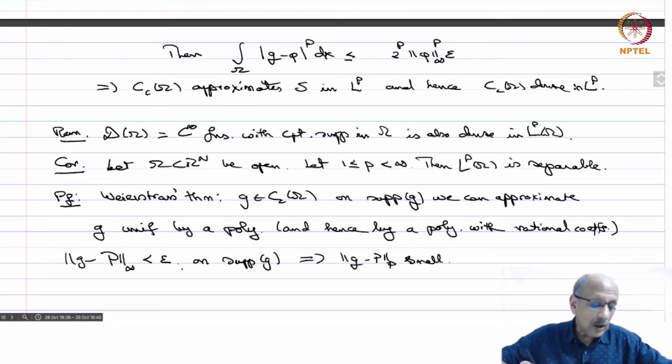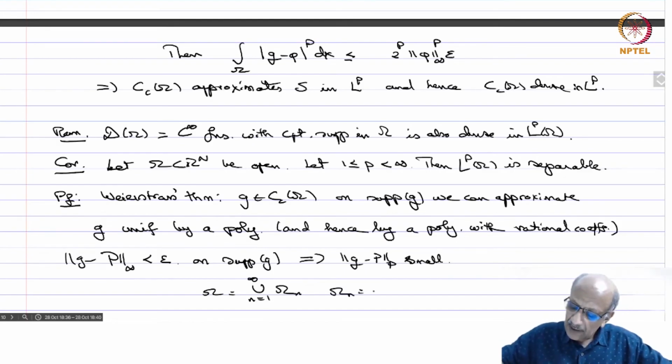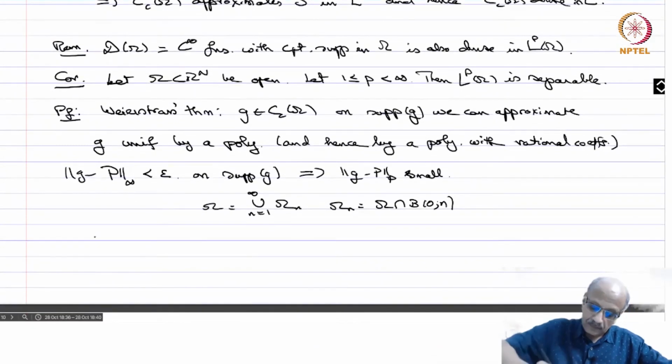Okay, so now we write omega equals the union for n equals 1 to infinity of omega n, where omega n is omega intersection B(0, n), the ball in Rn with center origin and radius n. Then you have that omega n is bounded and therefore the closure of omega n is compact.